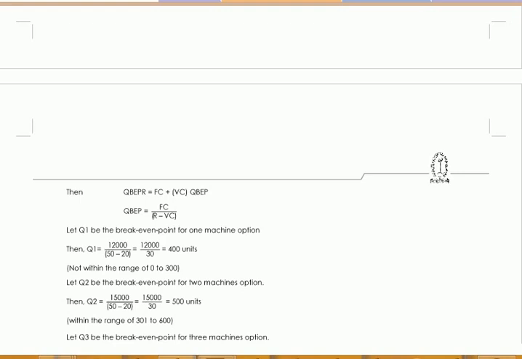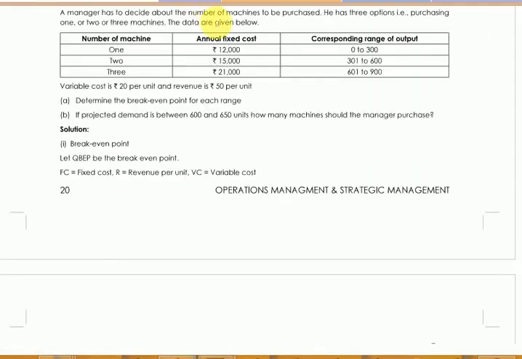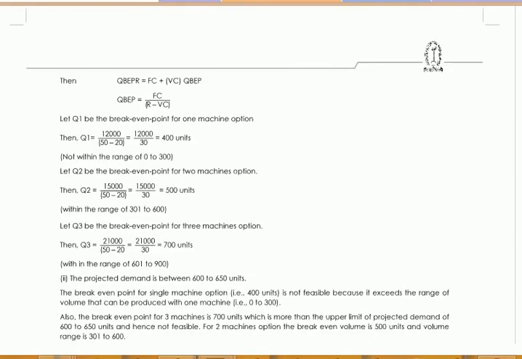Now if we consider 2 machines, again by using this formula, we have fixed cost for 2 machines, that is 15,000, divided by 50 minus 20. 15,000 upon 30 gives us 500 units. And for the third machine, again using the same formula, fixed cost divided by revenue per unit minus variable cost per unit, the fixed cost given for the third machinery is 21,000. So if we divide 21,000 by 50 minus 20, we get 21,000 upon 30, which comes to 700 units.